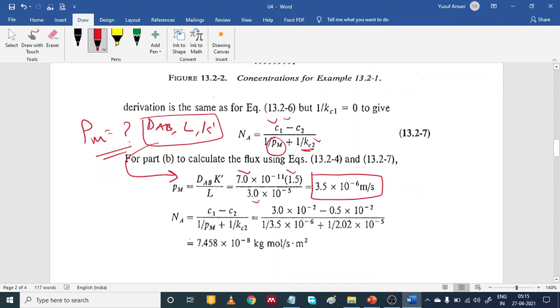So put all these values. Everything is now known. C1 is given as 3 into 10 to the minus 2, C2 is 0.5 into 10 to the minus 2, 1 upon rho m is 1 upon 3.5 into 10 to the minus 6, and 1 upon Kc2 is 1 upon 2.20. With all these values given, you can calculate Na. The Na value is 7.458 into 10 to the minus 8 kilomoles per second meter square. So the flux value is calculated.